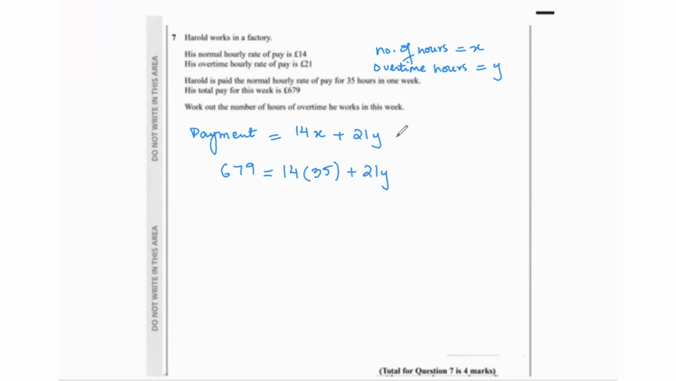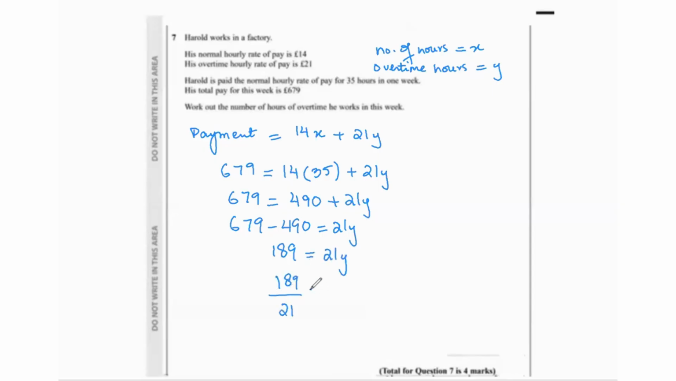We need to find the overtime hours. So we do 14 times 35, which is 490. Then 679 minus 490 equals 21Y, which is 189. Then to find the value of Y, we divide 189 by 21, which gives us 9. So the number of hours of overtime worked was 9 hours.